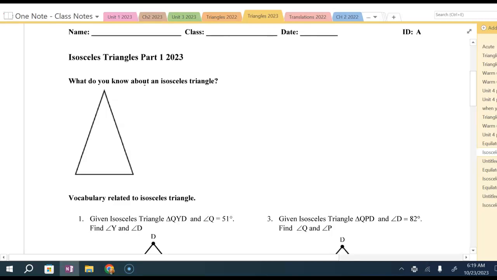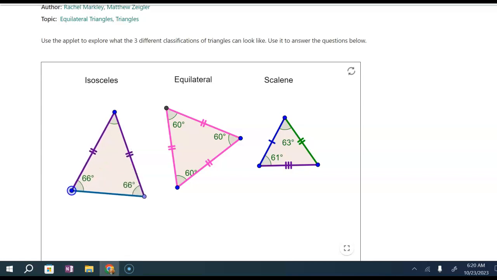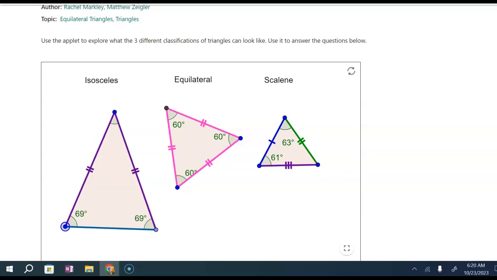Hello geometry students. Today's learning target is to talk about isosceles triangles. So the first thing we know about an isosceles triangle is that the two legs are equal. The second thing that we can observe looking at the screen is that when I drag this point, notice those angles are also the same. So in an isosceles triangle, two angles are always the same.